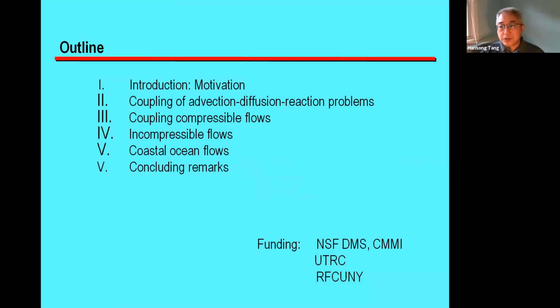First, I'm going to talk about motivation and background. Then, using a model equation to tell how we do coupling. Then I'm going to go to coupling of flows: first compressible flow, incompressible flow, then coastal ocean flows. Finally, conclusion.